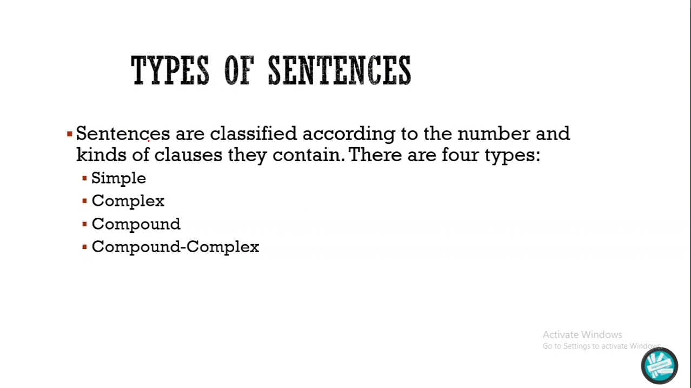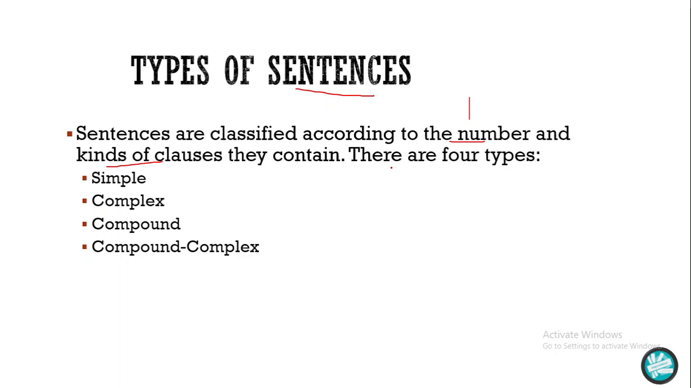So let's get started. There are four types of sentences according to the number and kinds of the clauses they contain. When we classify sentences structure-wise, we classify them according to the number and kinds of the clauses. I mean, how many clauses are there. It also gives us insight into the categorization of the sentences, and then what is the type of those clauses, whether they are main clauses or subordinate clauses. That basically tells us the type of the sentence.